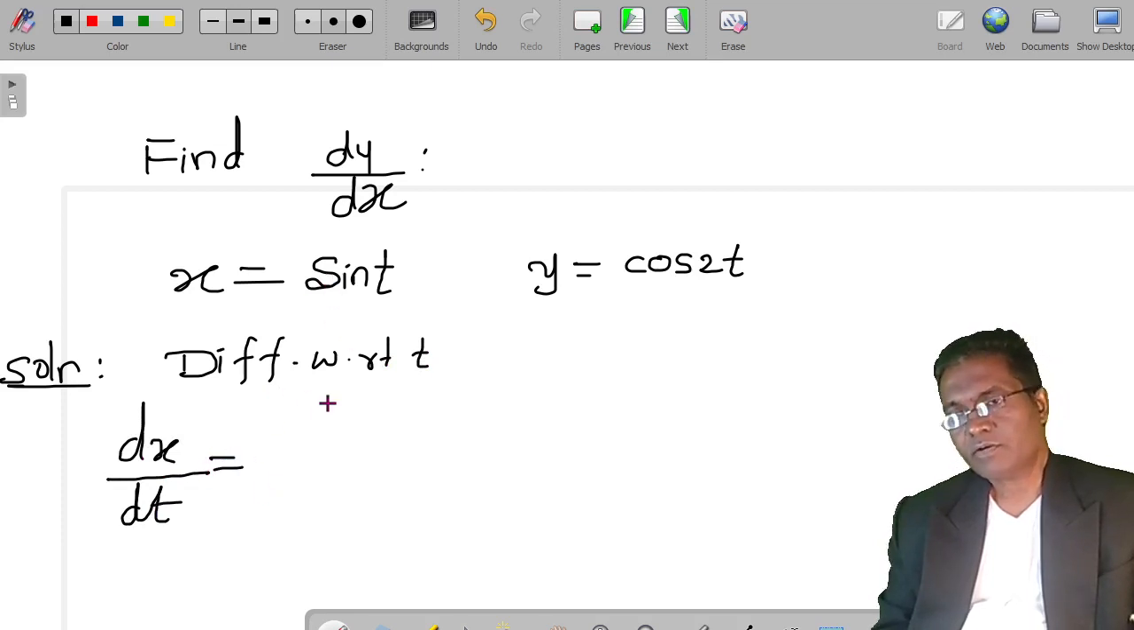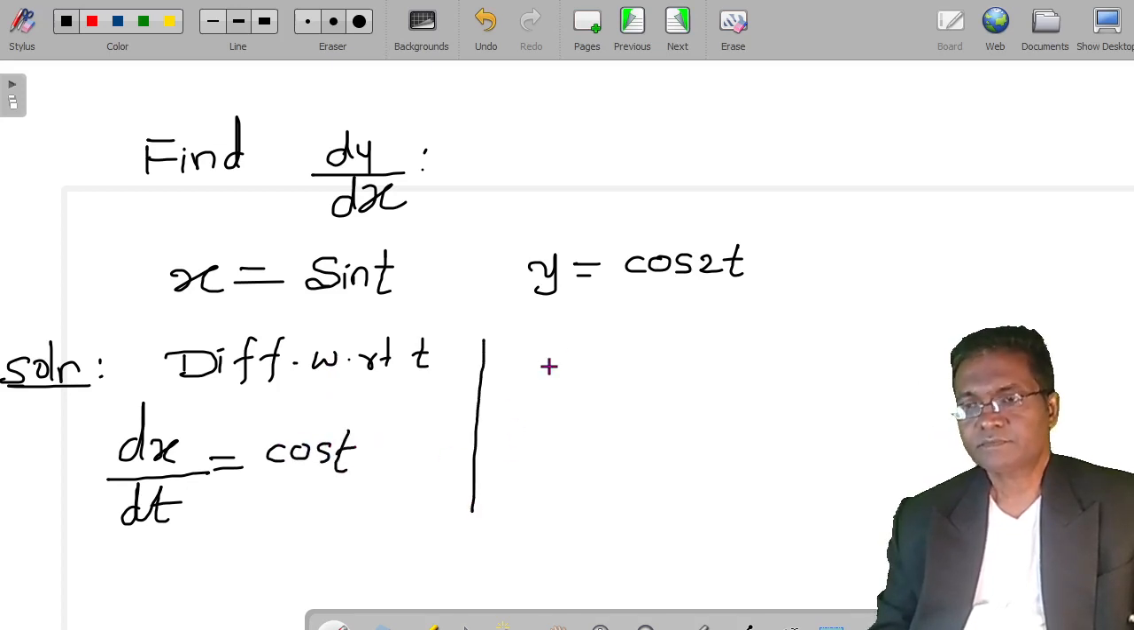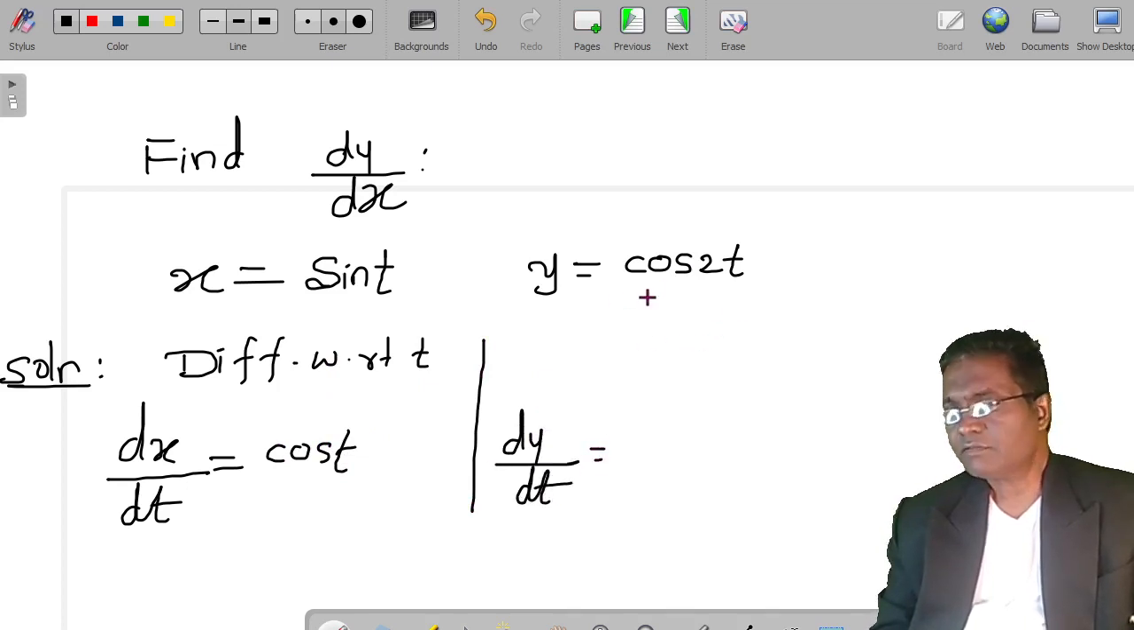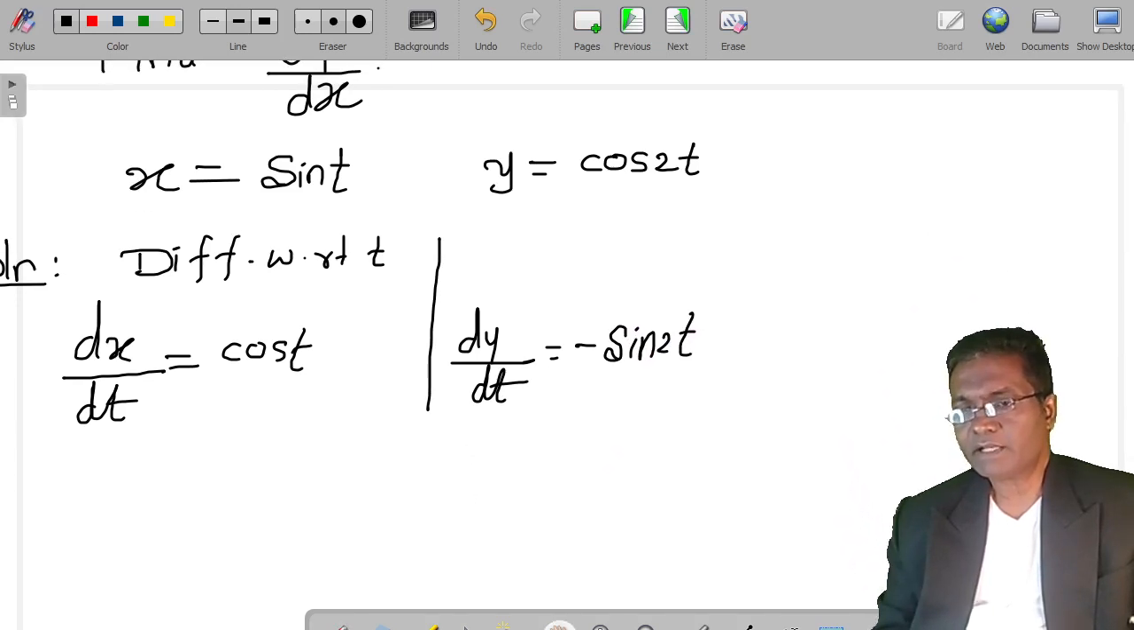dx by dt is the derivative of sin t with respect to t, which we can directly write as cos t. Here, the derivative of y with respect to t is minus sin 2t. Be careful here: inside the cos there is 2t, and you must not forget its differentiation.